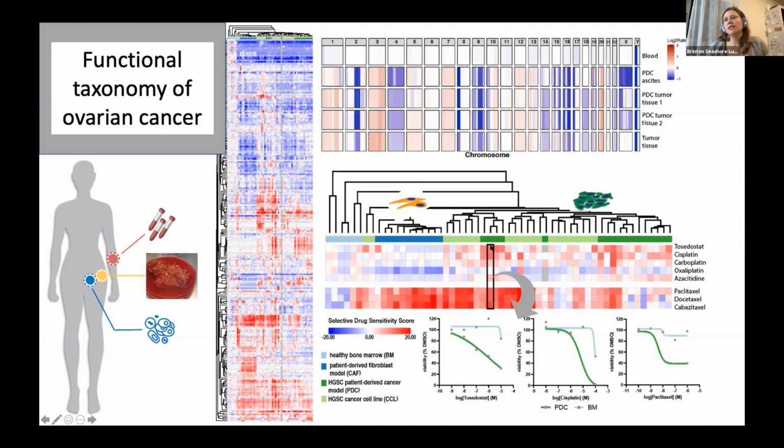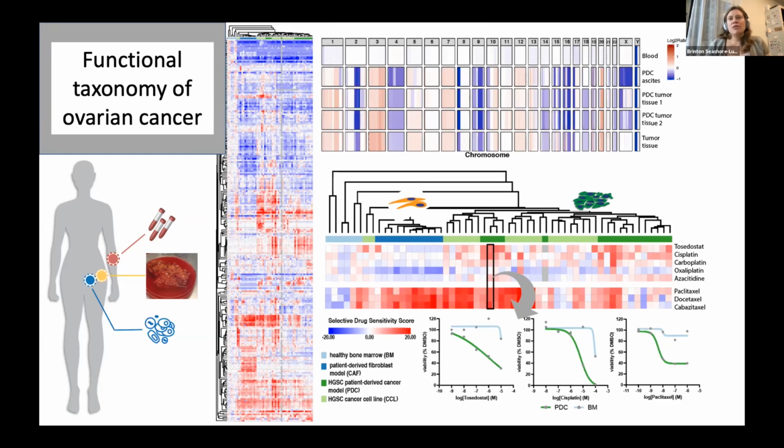These are the actual curves that you get, for example, for tosidostat, cisplatin, which is one of the standards of care (depending on where you live, you either get carboplatin or cisplatin), and paclitaxel, which is another standard. So the light blue curve is the healthy bone marrow. That's the response that you don't want: you don't want to kill the bone marrow cells, but you do want to kill the cancer cells. So we're looking at what is killing them there.